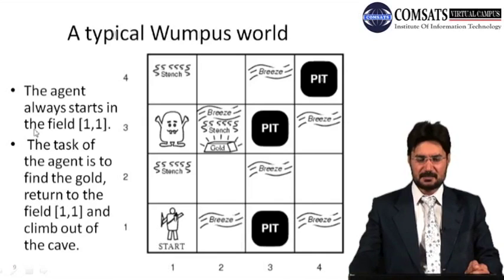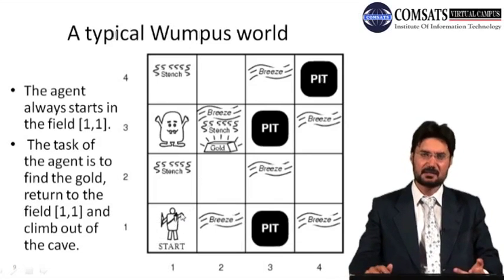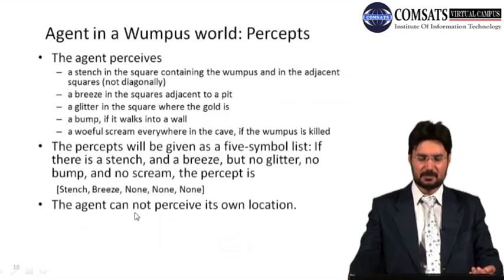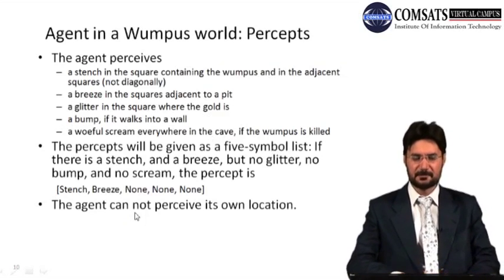So the agent always starts in field 1-1, so it will always start from 1-1. The task of an agent is to find the gold, return to the field 1-1 and climb out of the cave. So the basic goal is to go collect the gold and come back, and then this stage will be complete, and climbing up means going to the next level of the game, going to another cave, and then the difficulty or the things will become different.